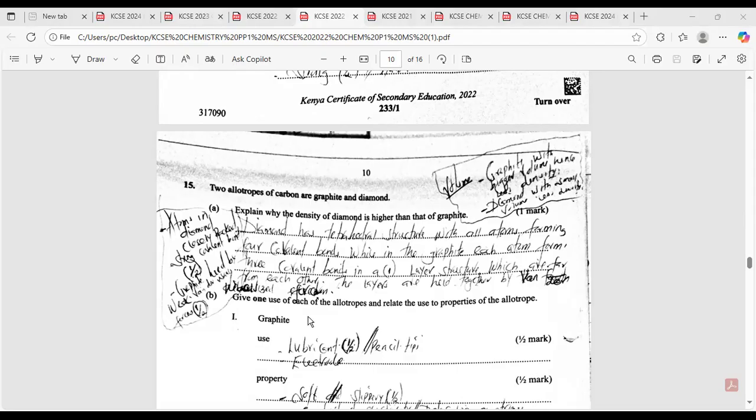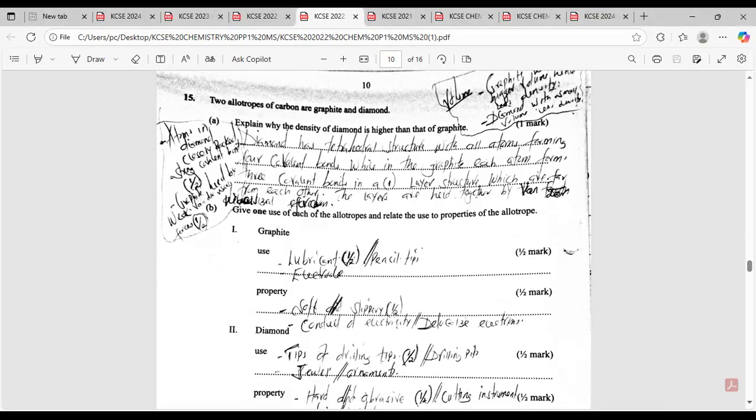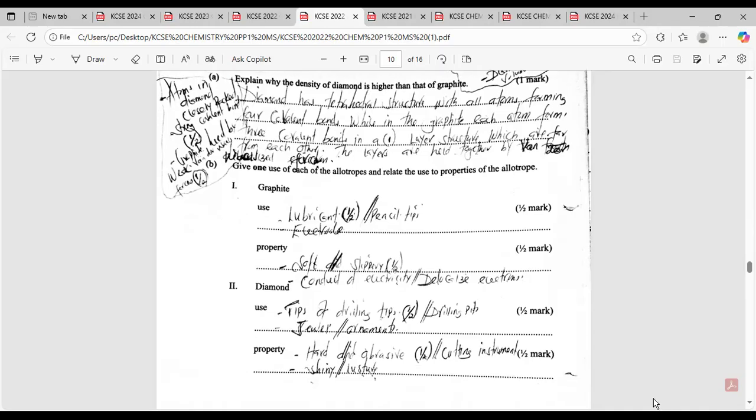Part B, give one use of the following. Graphite is used as a lubricant, and the reason why it is used as a lubricant is because it is slippery or it is soft. Diamond is used to make drilling bits. It is also used to make ornaments. For drilling bits, it's because it is very hard, and the reason why it is used to make jewelry is because it is shiny. So that is the question.